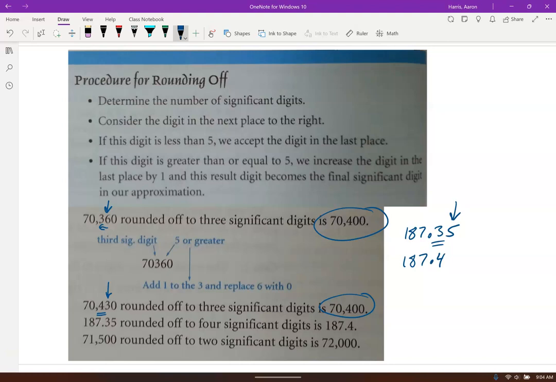And finally, 71,500. My last significant digit is 5, right? So I'm going to bump that up. 72,000. That's your procedure for rounding off based on the number of significant digits.